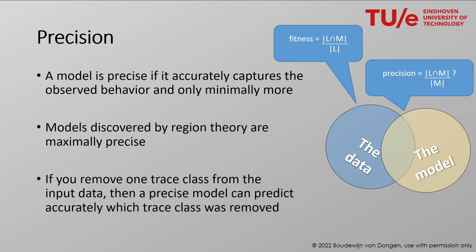Intuitively, what does precision mean? It means that your model can tell you if you removed something from the data. Right? That's a different interpretation of precision. So you take a data set, you have a model, and now a very precise model, if you take one trace out of your data set, that model will be able to tell you which trace that was. Right? That's a very precise model.